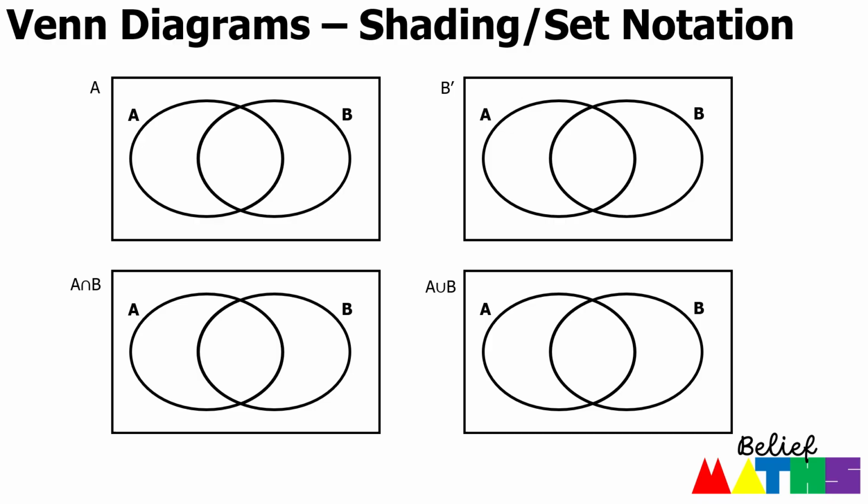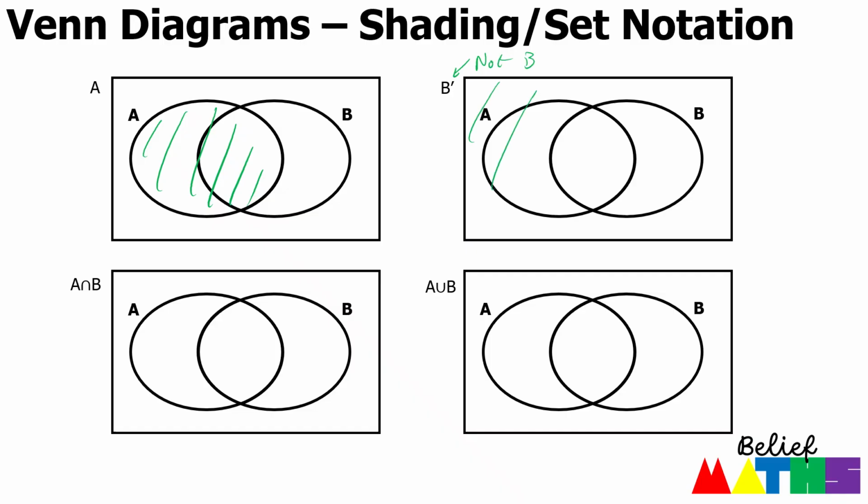The other way you could be asked Venn diagrams is shading. Now there's lots of different ways to shading. What I'm going to do in this case is just show you each of the answers. Okay, so A is just everything inside of A, so it would just be that section there. B with a little apostrophe means B complement, so that means not B.